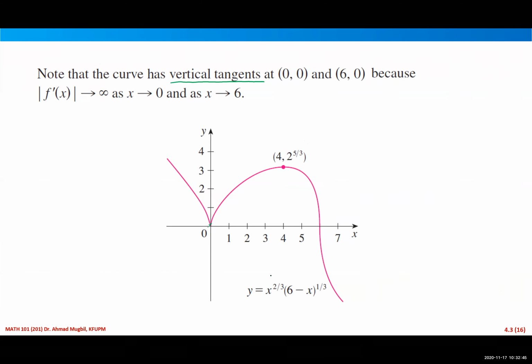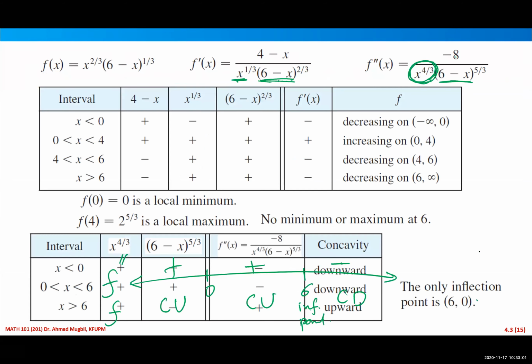Now, what else? Here it is concave what? Down. And it's still concave down. It will not change. It keeps concaving down until what? Until 6. After 6 and 0, it will change the concavity. And this is what we say.